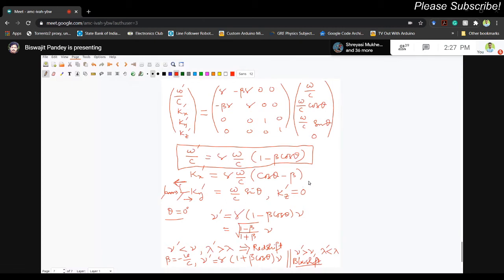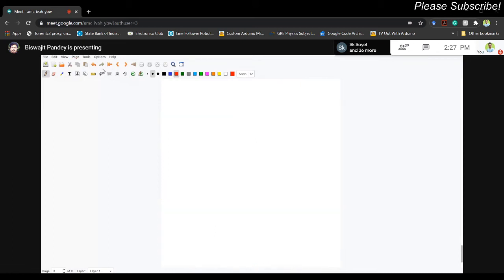So if I want to calculate the angle theta in the new frame, the prime frame, that is theta prime, then tan theta prime will be qi prime by kx prime. So let us calculate that. This will tell you that the angles are not going to be the same in the two frames, which is called the aberration of light.